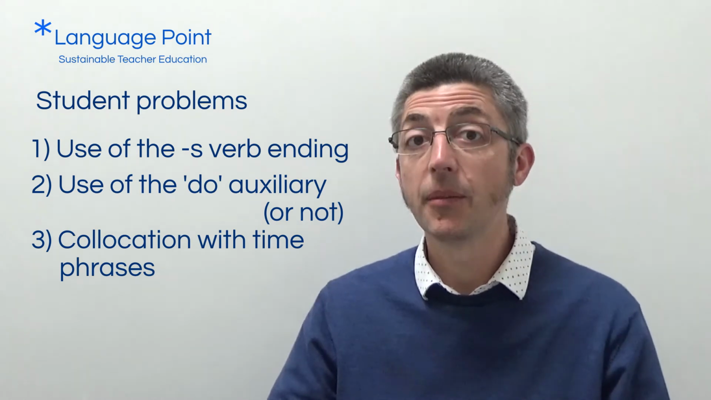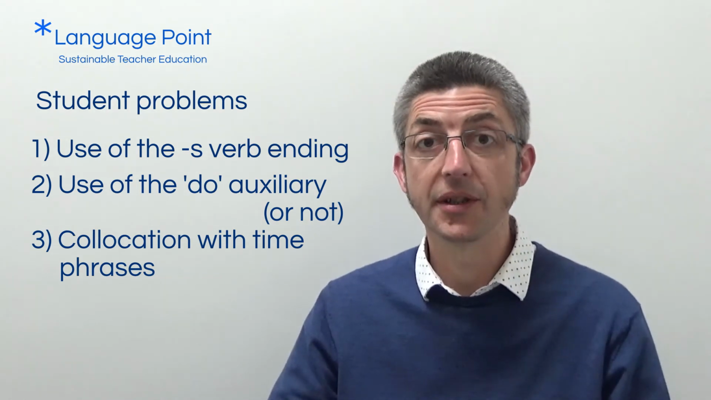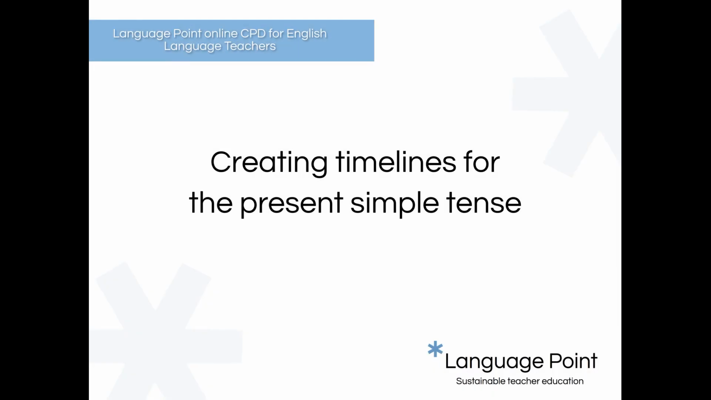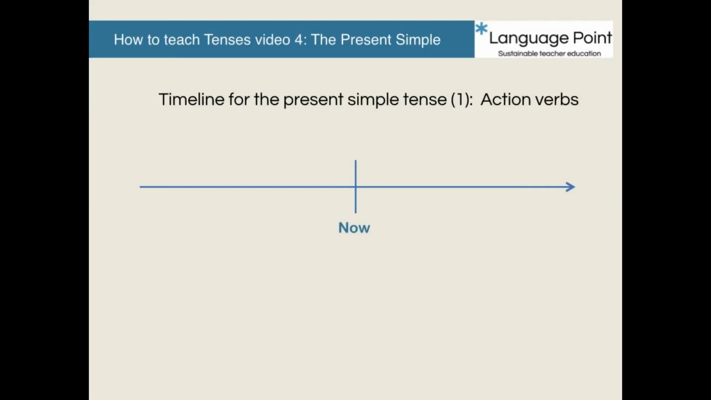So let's turn to a timeline now to look at the concept of the present simple tense. As we can see, we've drawn our line, meaning time, going from left to right, and we've marked now in the centre of the timeline to ensure that we're talking about a present tense. So first, let's look at action verbs, which we can use in the present tense.